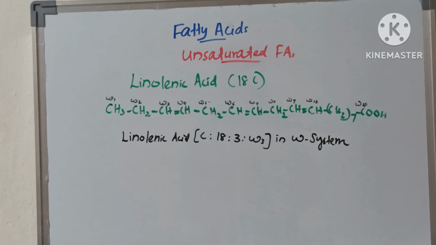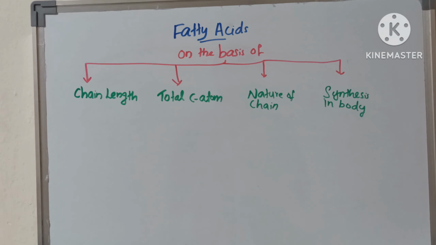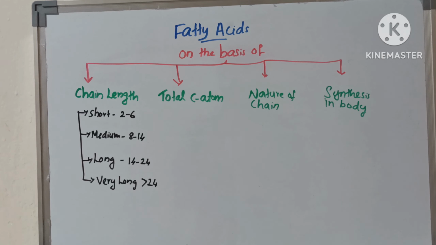So this is about the numbering of carbon atoms in fatty acids. Next we will see classification of fatty acids. Fatty acids are classified on the basis of chain length, total carbon atoms, nature of chain and synthesis in the body. On the basis of chain length, fatty acids are classified as short, medium, long and very long fatty acids. Short fatty acids are with 2 to 6 carbon atoms. Medium fatty acids with 8 to 14 carbon atoms. Long fatty acids with 14 to 24 carbon atoms and very long fatty acids with more than 24 carbon atoms.